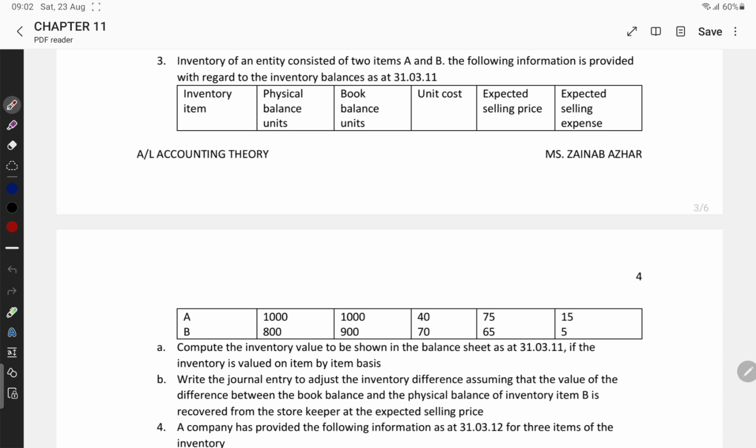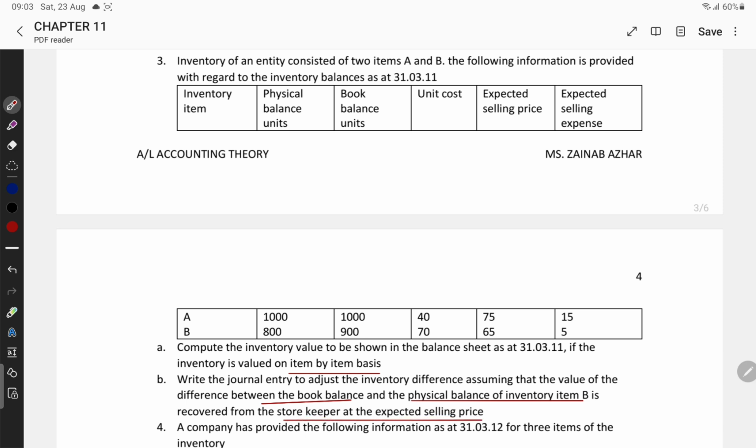So they have asked us to compute the inventory value to be shown in the balance sheet if the inventory is valued on item by item basis. So we have to compare each item's cost and NRV. Write the journal entry to adjust the inventory difference, assuming that the value of the difference between the book balance and the physical balance of inventory item B is recovered from the storekeeper at the expected selling price.